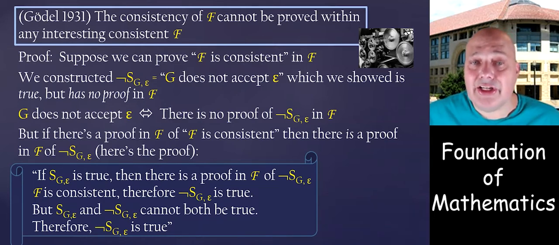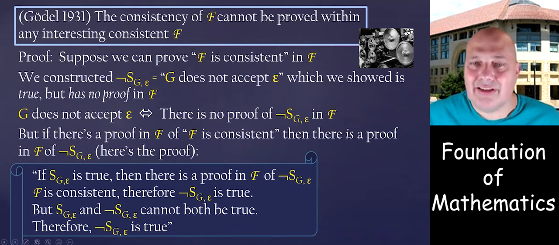But SG epsilon and not SG epsilon cannot both be true. Therefore, not SG epsilon is true. So this is a proof by contradiction that not SG epsilon is true. And the one ingredient that we actually used within it is a proof that F is consistent. This is what we used here, right?